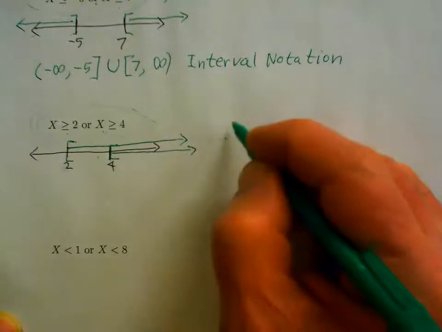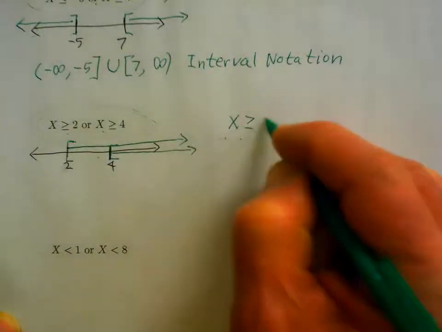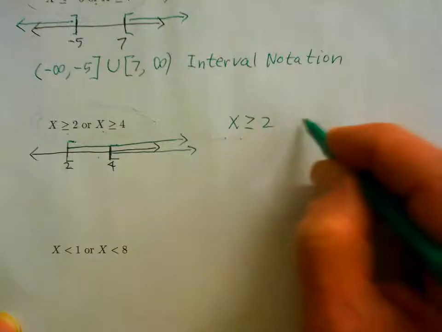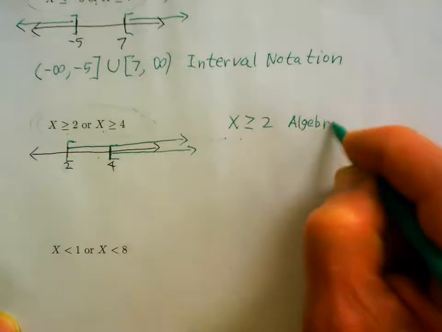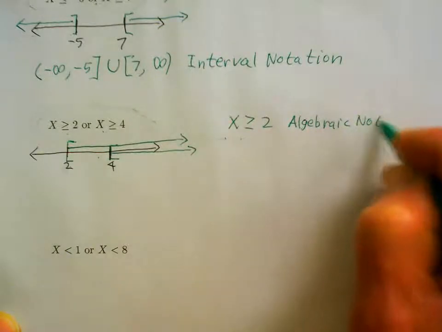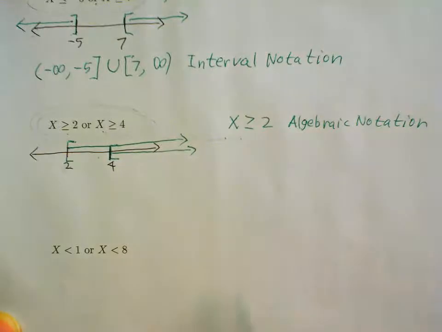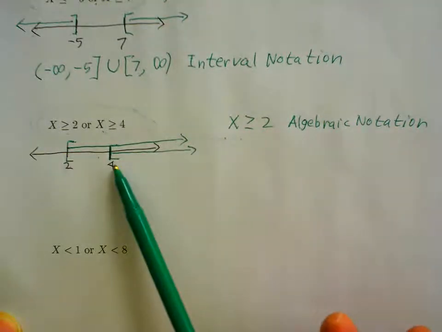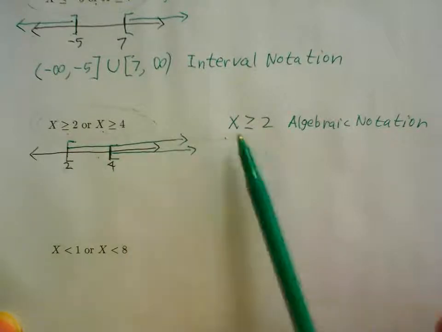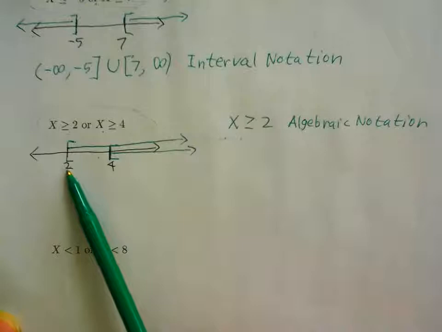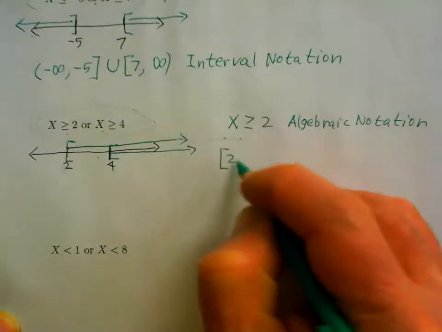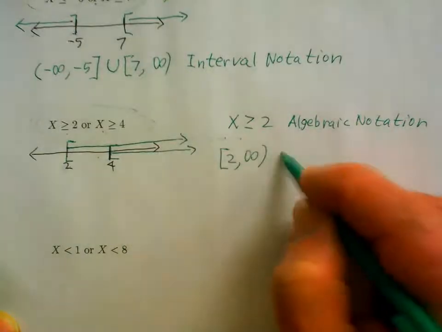So to simplify this, we just say x is greater than or equal to 2. So this is the answer for the algebraic notation. Okay, because if a number is greater than or equal to 4, it's automatically greater than 2, right? And then the interval notation is just bracket 2, comma, infinity. This is the interval notation.